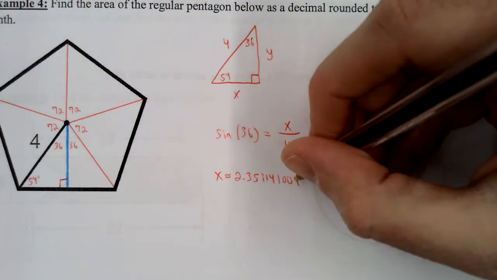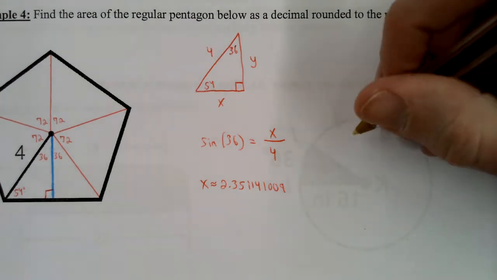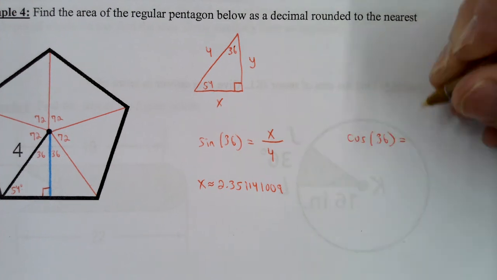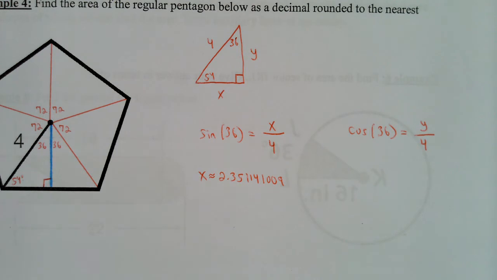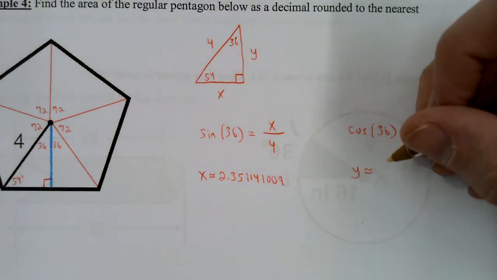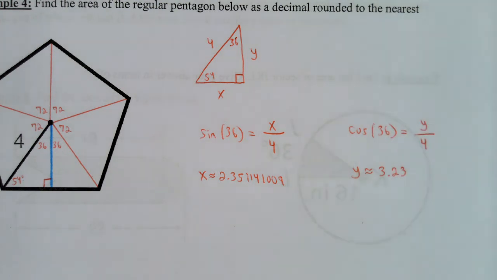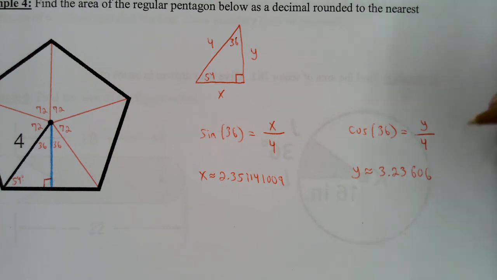Now let's solve for y. So again, I'll work off a 36-degree angle. I'll do cosine of 36 equals adjacent y over hypotenuse 4. So y is going to equal 4 times cosine 36, which is going to be approximately, because we are rounding still, kind of, it's not exact, 3.236067977.